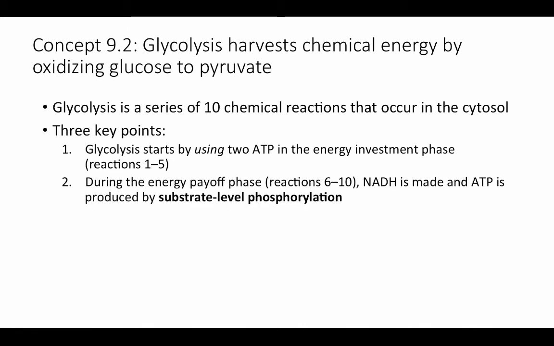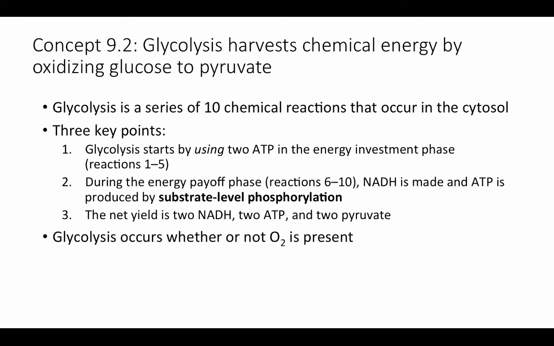Second, after this energy investment phase, we have an energy payoff phase. And during this energy payoff phase, reaction 6 to 10, this is where we're going to get energy stored in the form of NADH, and we're going to make some more ATP by substrate level phosphorylation. So we're going to have a net gain of ATP after this investment. So that's what we call it, the payoff phase. The net yield of all of this is going to be 2 NADH molecules for every molecule of glucose that goes in, a net gain of 2 ATP, and then you're going to have your 2 pyruvate molecules as products of this reaction.